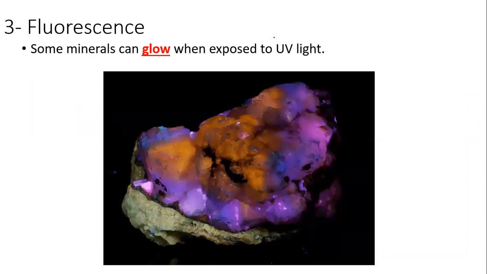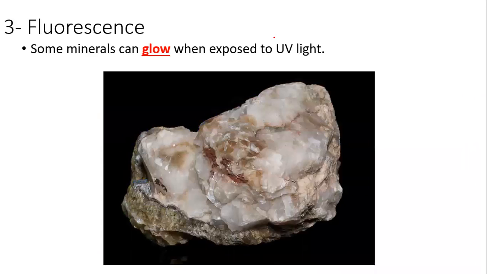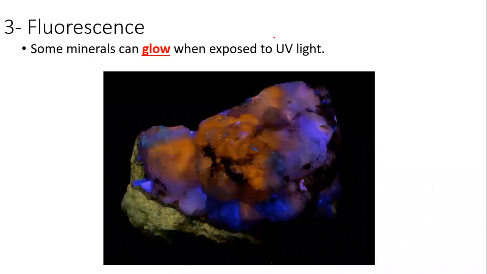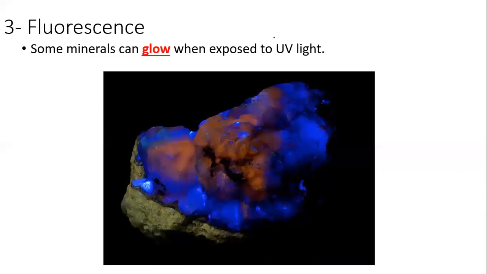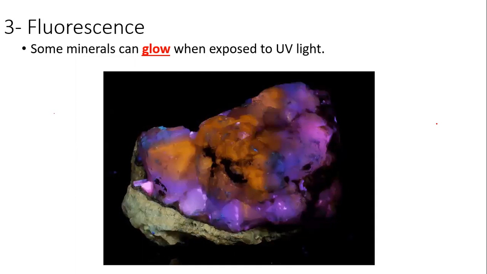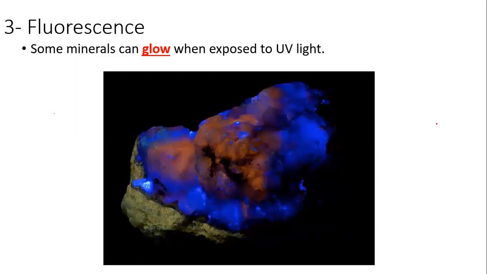Number 3, fluorescence. Fluorescence is how minerals glow in the UV light. UV light is the dark light, by the way. You cannot see it in other light. If you look at the picture here, you can see how it looks in normal light. But then in the dark, can you see how it changes? It shows the true colors of itself.